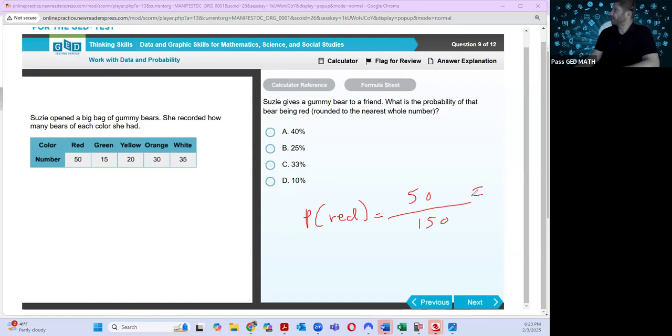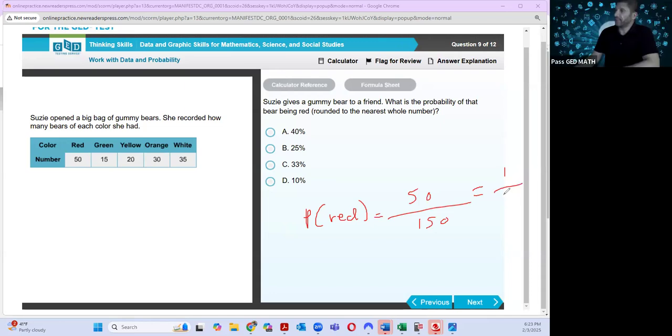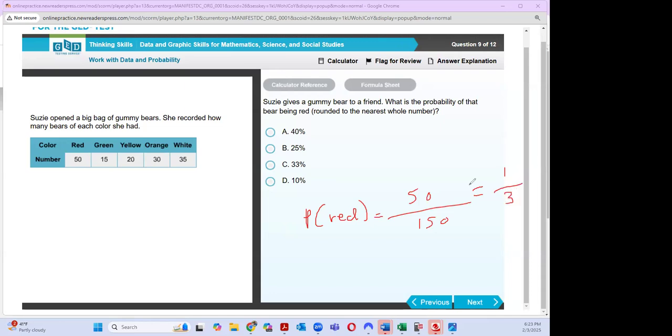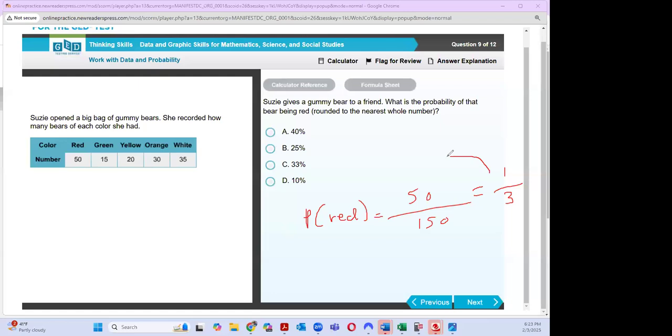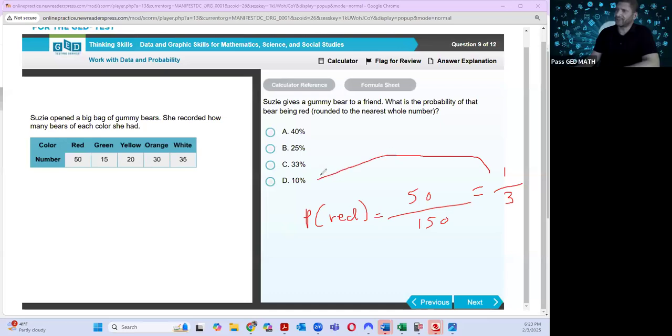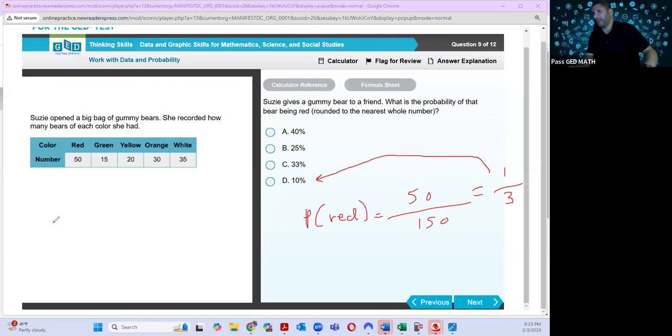50 goes into 50 how many times? One time. 50 goes into 150 how many times? Three times. What's the decimal equivalent of 1/3? Which one? 1/3 would be D, 10%? Oh, no, no, no. We gotta rewind then.